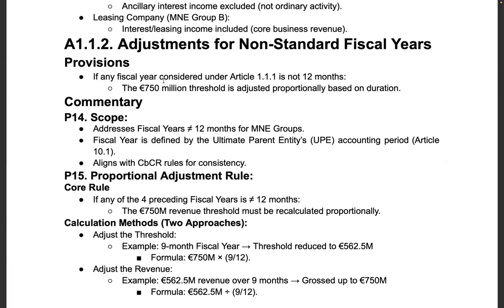By the way, these wordings are not exactly the rules wording. They have been simplified for ease of understanding. If any fiscal year considered under Article 1.1.1 is not 12 months, then this 750 million euro threshold is adjusted proportionally based on duration. Very simple. If it is not exactly 12 months, you have to adjust it either upwards if it is more than 12 months or downwards if it is less than 12 months.